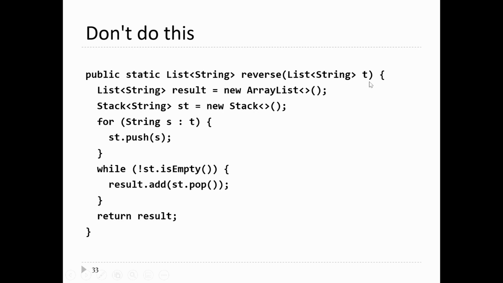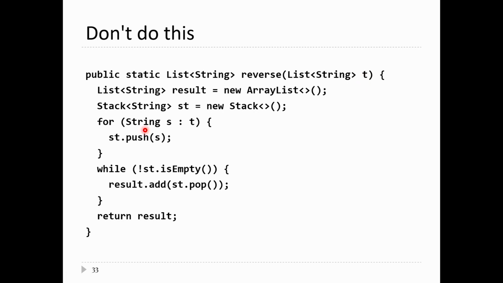I want to reverse a list T without changing T. I want to return the reversed list as a new list. So we make a new list. If you're going to use a stack, you make a new stack, and you simply push every element from T onto the stack.